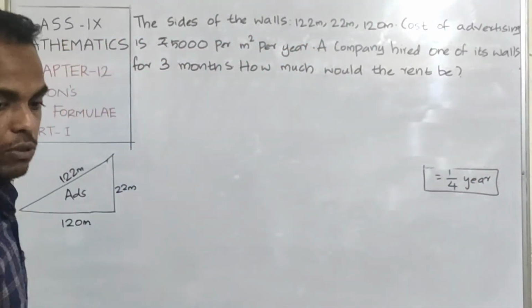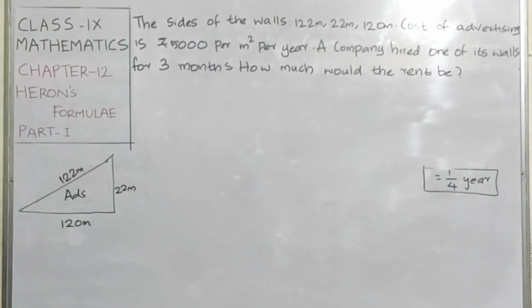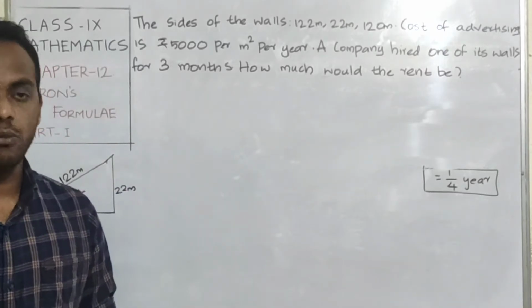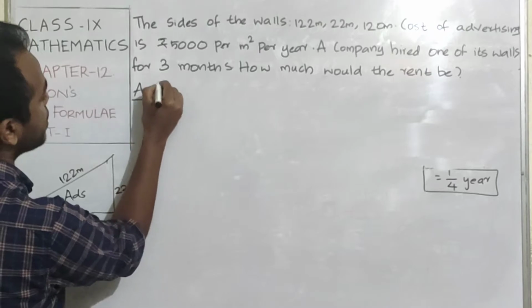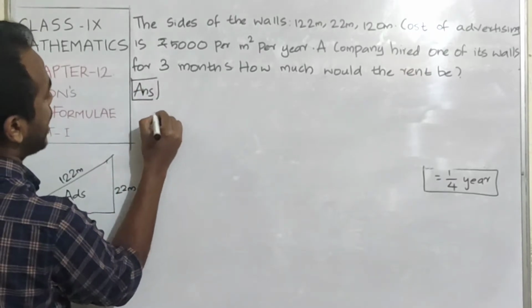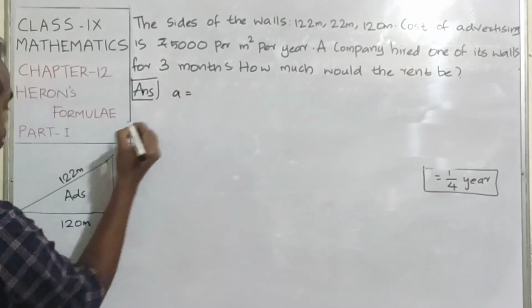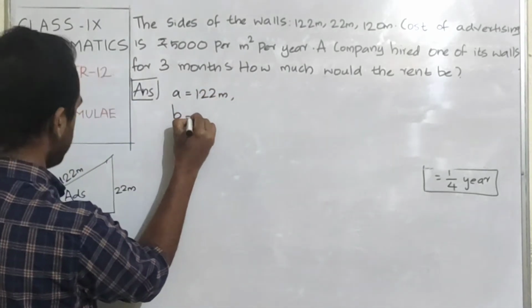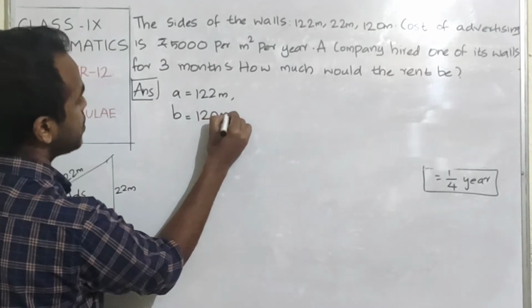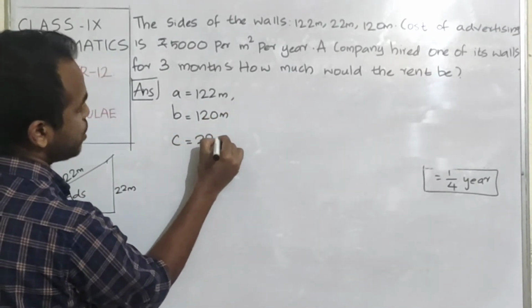Now let's try to find the area. Which method will we use? We will use Heron's formula. First, what all things do we need? We need to find the A, B and C. First we will write A. What is A? A can be written as 122 meter. B is 120 meter. Then C is 22 meter.